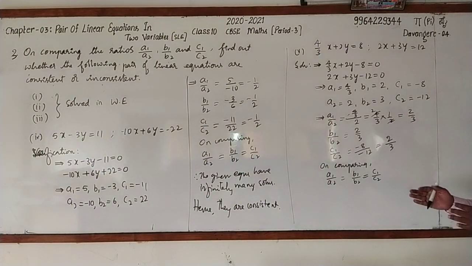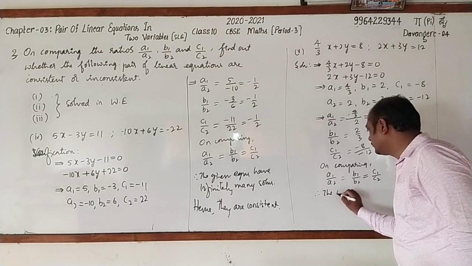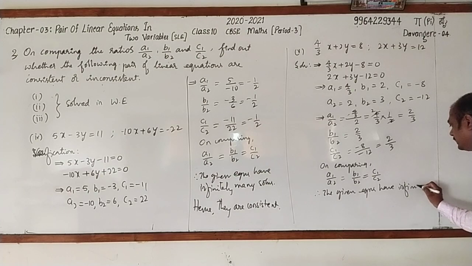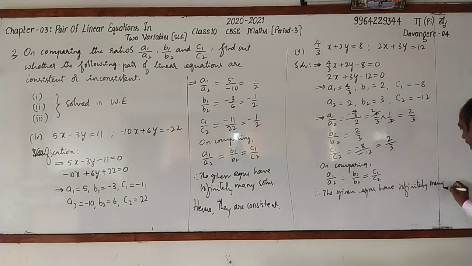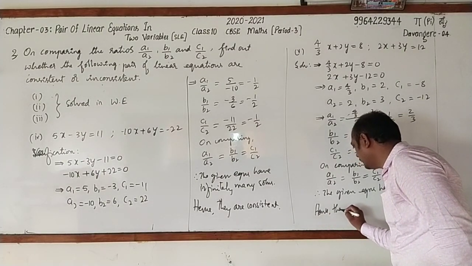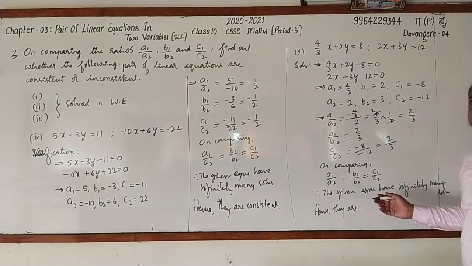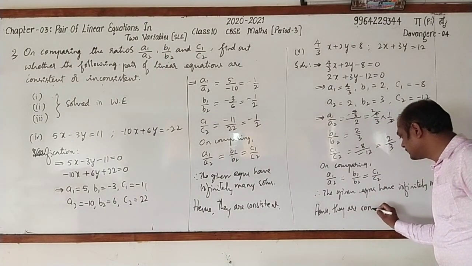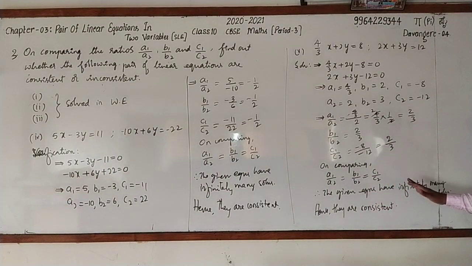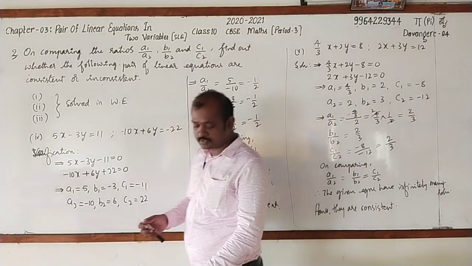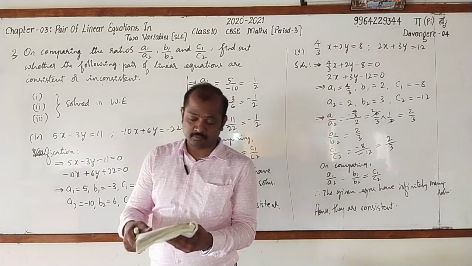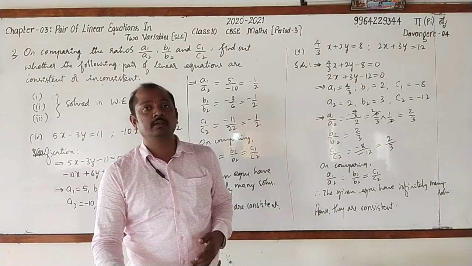As all the three ratios are equal, you can say that the given equations have infinitely many solutions. Hence, you can say that they are consistent or inconsistent. Yes, you are right. Consistent. May be unique or infinitely many solutions, they are consistent. If no solutions, then it is inconsistent. Next, we have 4th, 5th and 6th and 7th main. 4 mains are there. We can continue that in the next class.